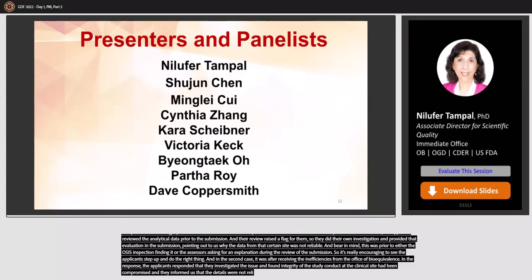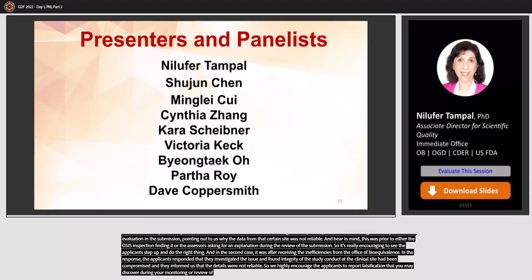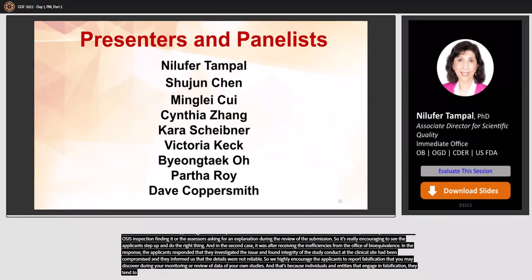So we highly encourage the applicants to report the findings of misconduct and falsification that you may discover either during your monitoring or audit or review of the data of your own studies. And that's because individuals and entities that engage in falsification tend to repeat this type of conduct. And we cannot let them continue to jeopardize the welfare of the study subjects or undermine the agency's ability to protect the public health. Thank you.